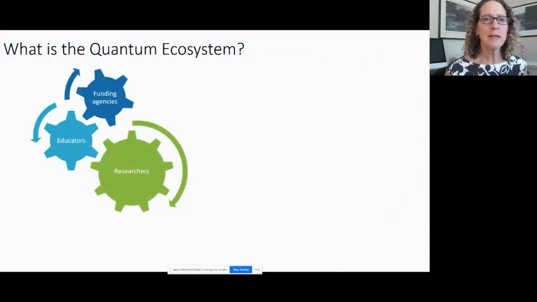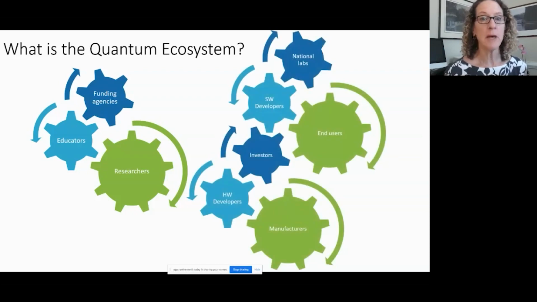So what is the quantum ecosystem? I put together a graphic that illustrates all the different parts of what I think of as the quantum ecosystem. And I do focus here initially on the science and engineering and technology pieces. But as this slide shows, there are researchers, there are people who are educating the scientists and engineers, and funding agencies, but there are many more parts of the ecosystem.